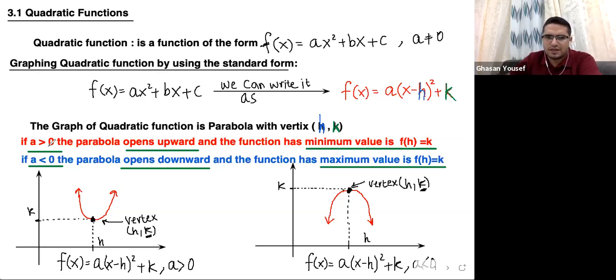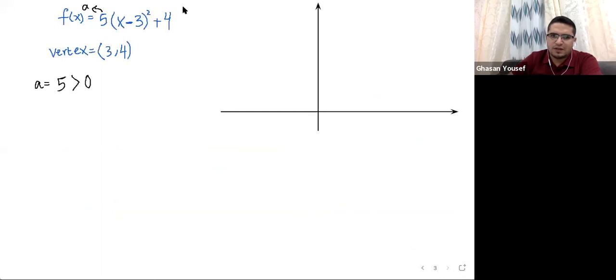Because A is positive, my A is 5, the parabola opens upward, and at the same time the function has a minimum value. So again, the parabola opens upward like this, a cup like this. Okay, and the vertex is 3, 4. So the 3, 4 should be here. Here is 1, 2, 3, and 4 should be 1, 2, 3, and 4.